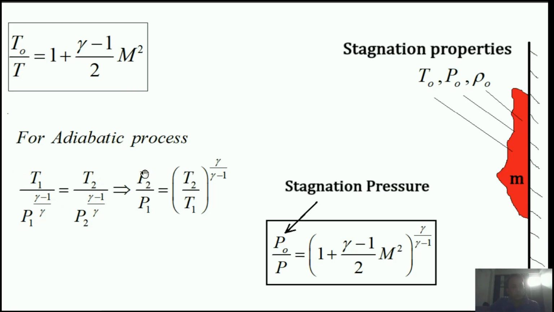So in case I remove the power of P2 by P1, then P2 by P1 will equal T2 by T1 raised to power gamma upon gamma minus 1. Okay, so this will be the P2 by P1 for such a relation.